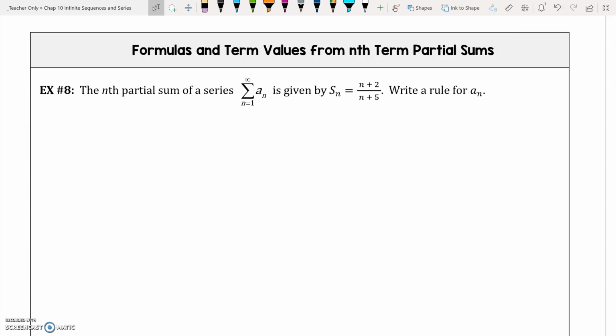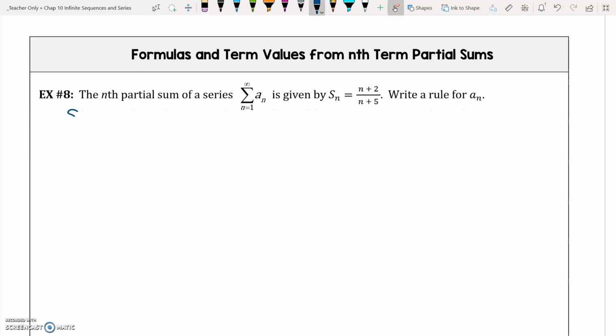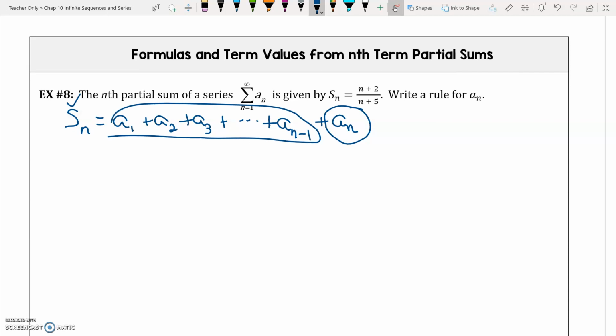So if I were to write these out, I just want to remember, what does S sub n mean? S sub n means that you take all the terms and you add them up to the nth term. So you have one before the nth term, the n minus 1 term, and then the nth term. So if we think about it, if we want a sub n, what we can do is take S sub n and subtract all of these terms from it.